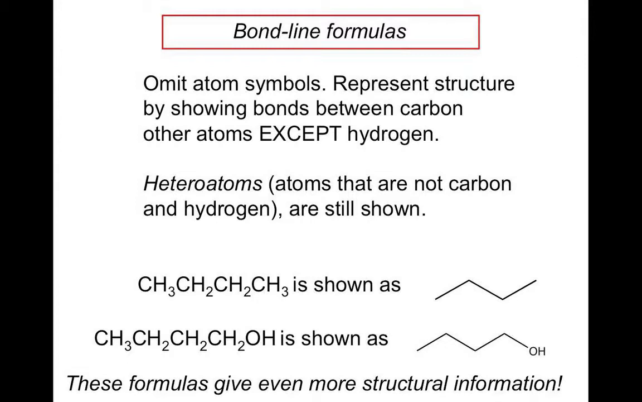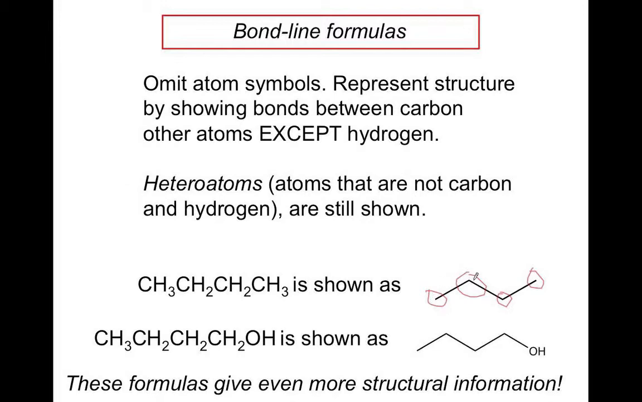To decode these, remember, a carbon atom is implied at the end of every line that does not have a heteroatom, as well as at every bend or kink in the backbone. Hydrogen atoms are also implied consistent with the octet rule. Thus, if there's one carbon atom at the end of this line bonded to a second carbon, this carbon atom must have three invisible hydrogens attached to it in order to complete its octet.